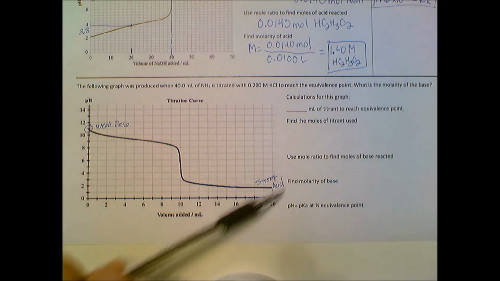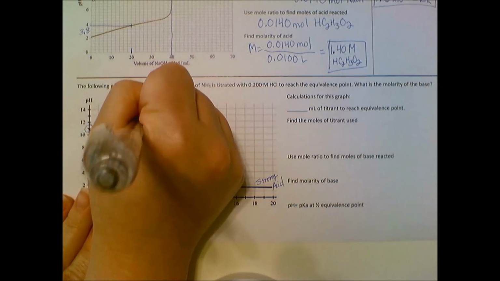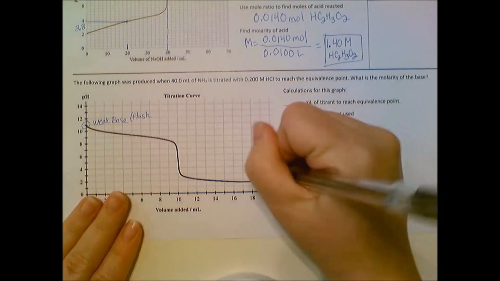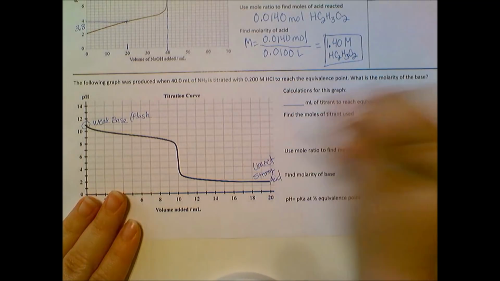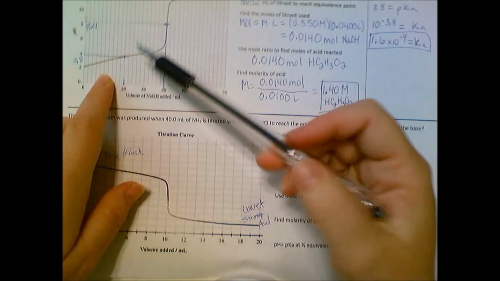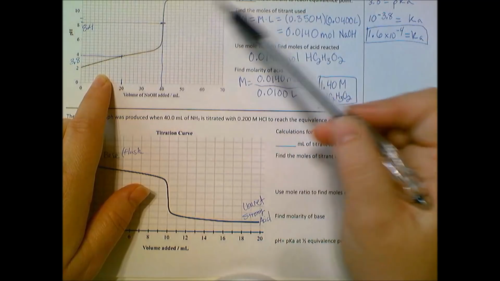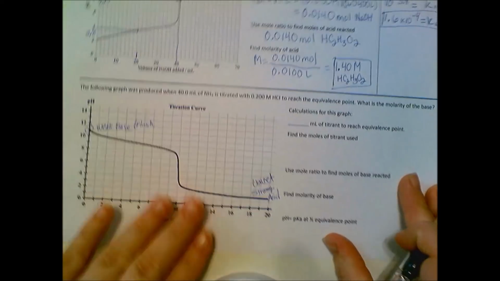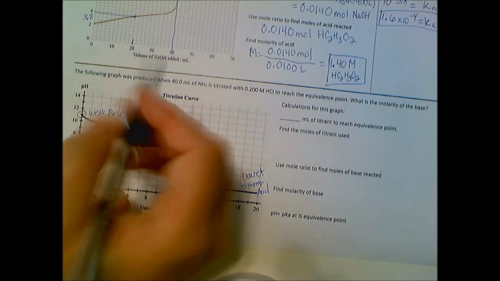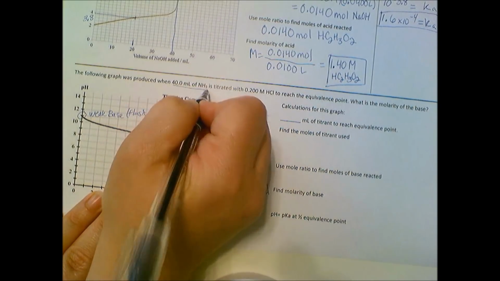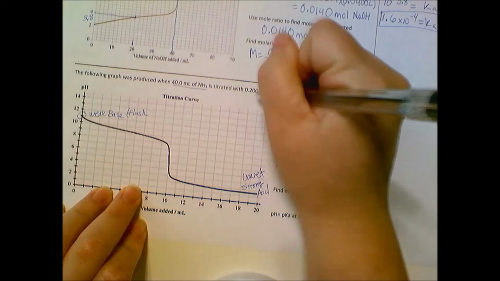So that means that's what's in our burette. So this is in our flask and this is our burette. And that follows the same for all of them. So in the one above, we'd start with our acid in the flask and end with our base in the burette.